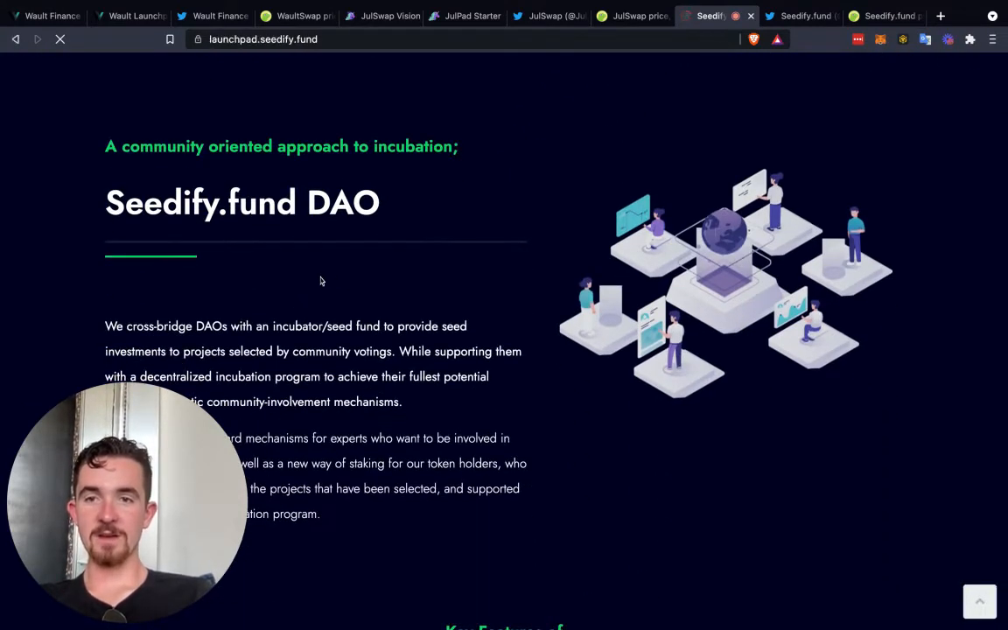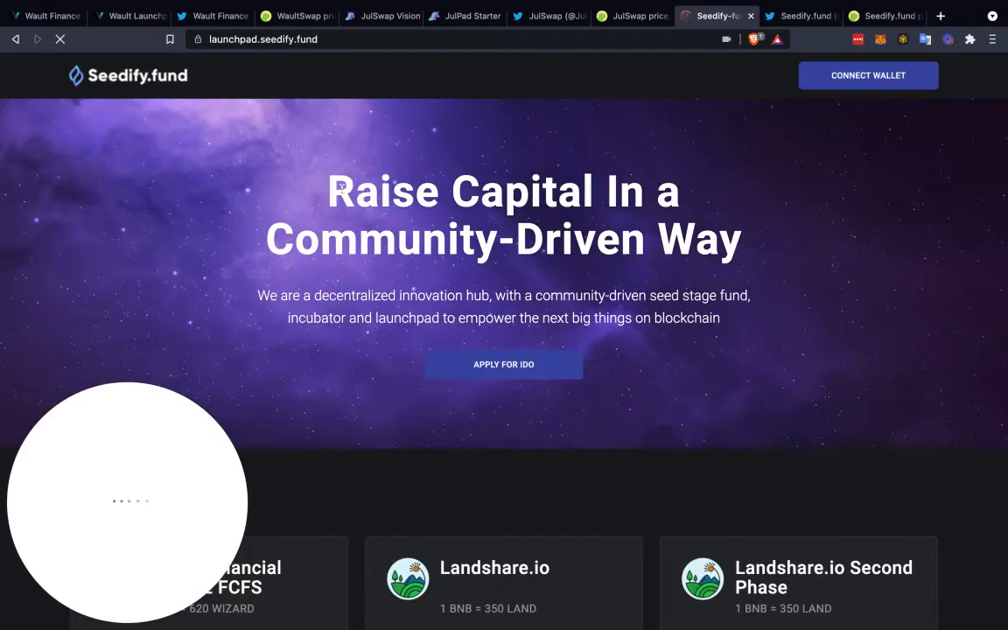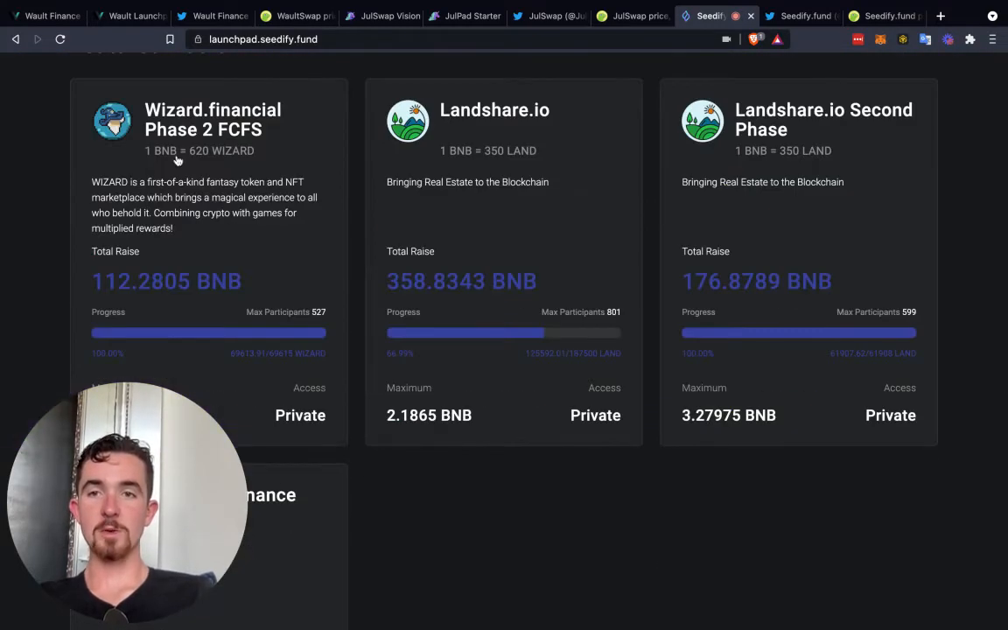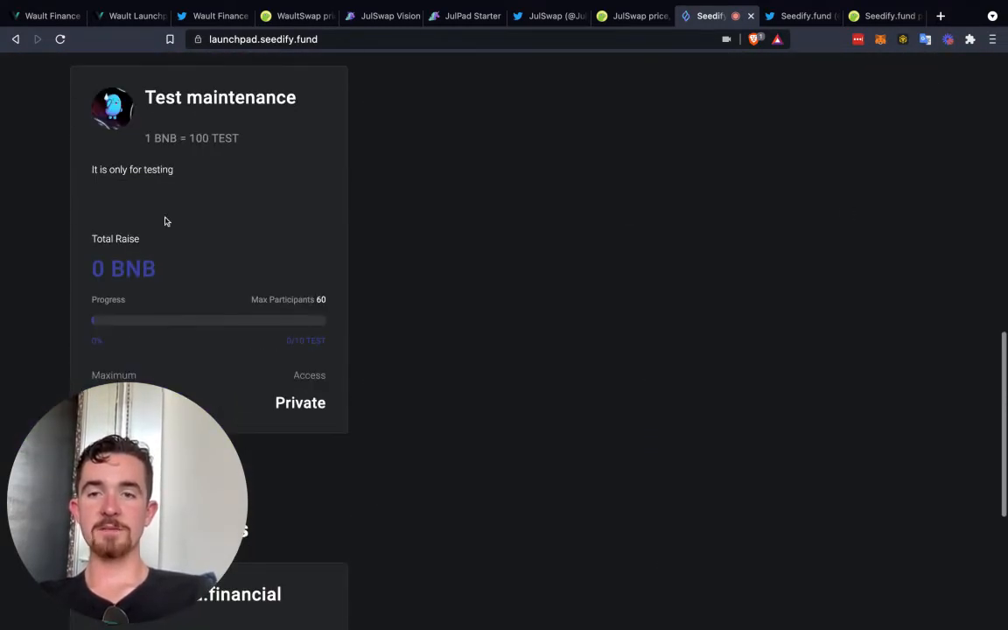They have the Seedify.Fund, Decentralized Autonomous Organization, which is the DAO. You can see this is their fund here, so raise capital in a community-driven way. They're a decentralization innovation hub with a community-driven seed stage fund, incubator, and Launchpad to empower the next big things on the blockchain. So you can see these are the different things that have launched on there.